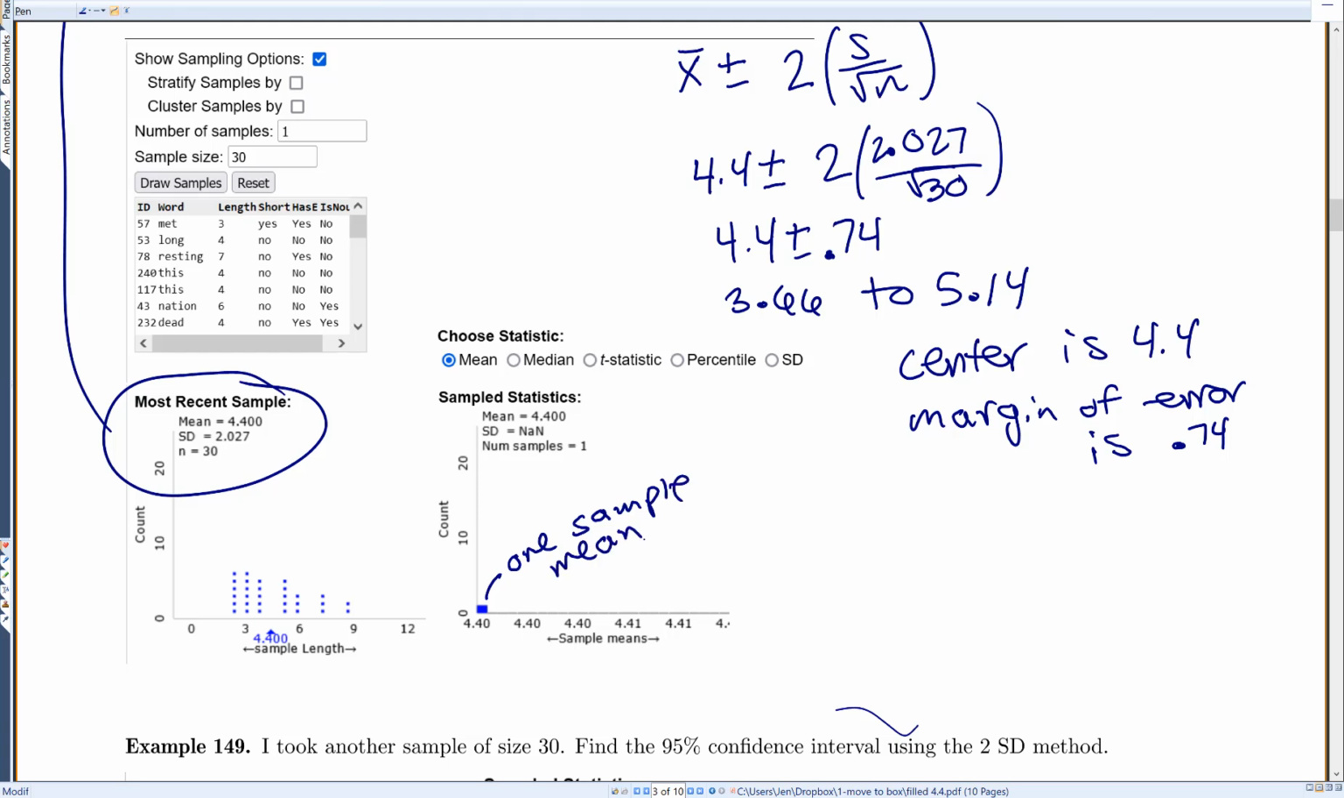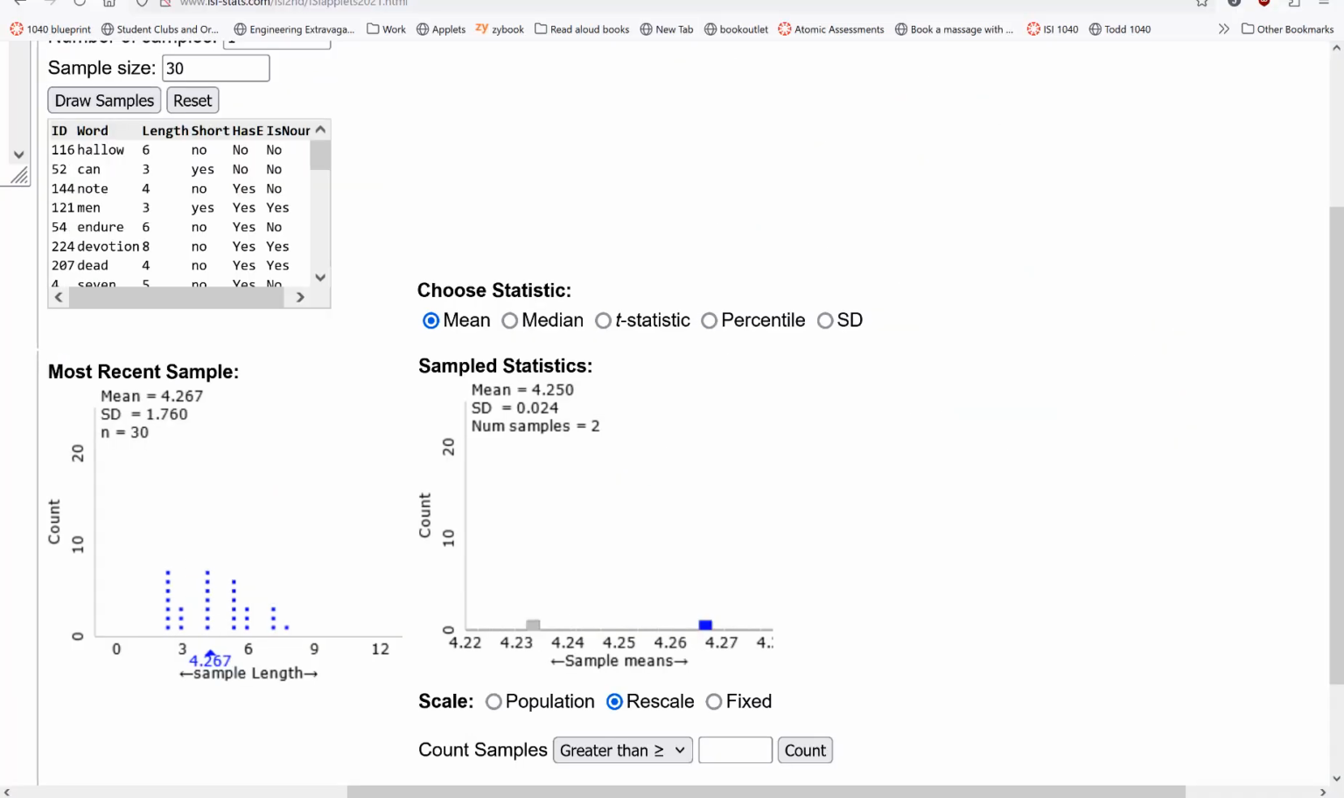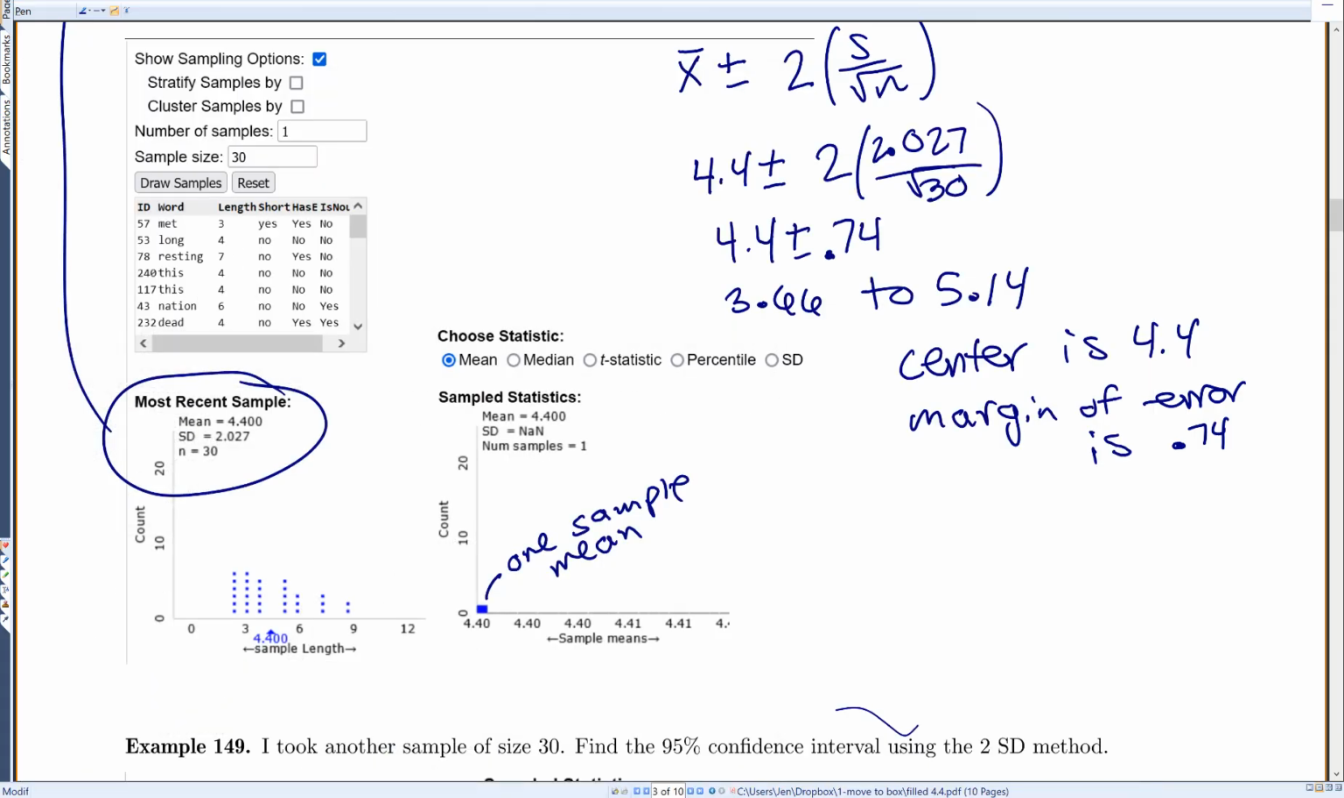Because I've only taken one sample. Now I could come back and take another sample. Notice now my data looks different. I have a different mean and a different SD. And now I have a different mean that just showed up on my sample means block. So now I have 2 sample means that I've done so far.